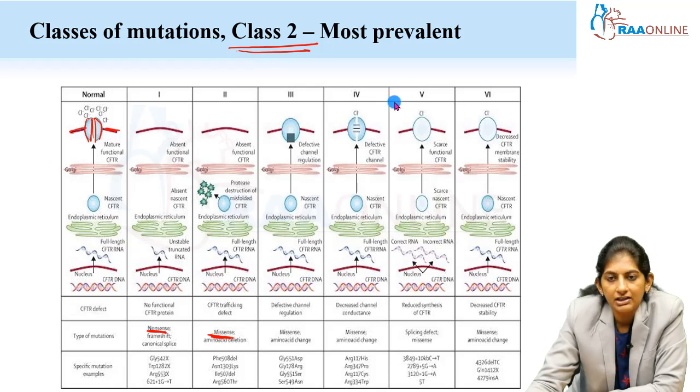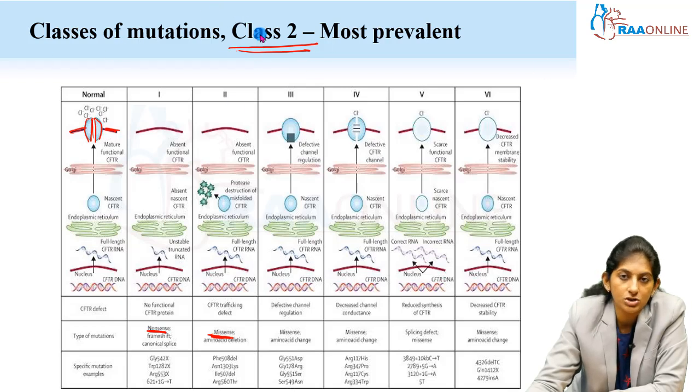Class 5, some amount of function happens in cystic fibrosis patients. So this is a scarcely functioning CFTR protein. Class 6, what happens? It functions, but it is not stable. So the stability is decreased. So these are the different classes of mutation. Class 2, which is a severe mutation, is the most prevalent one. The trafficking abnormality is the most prevalent one.